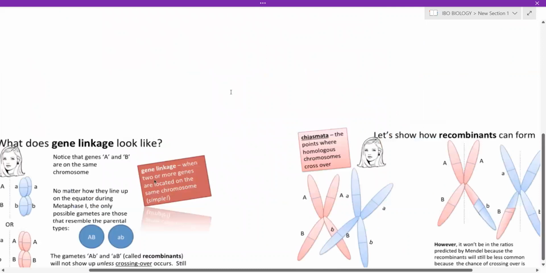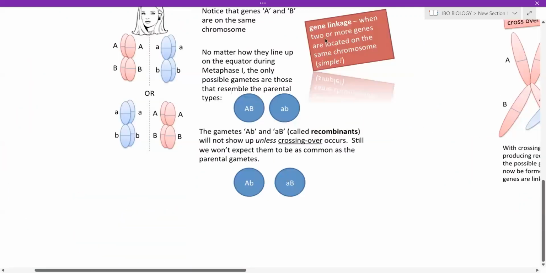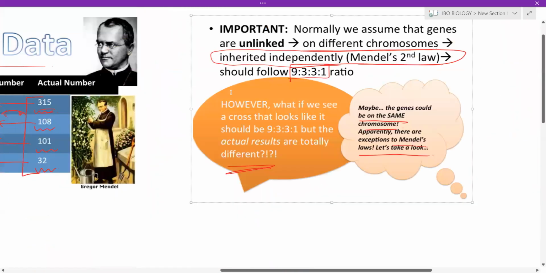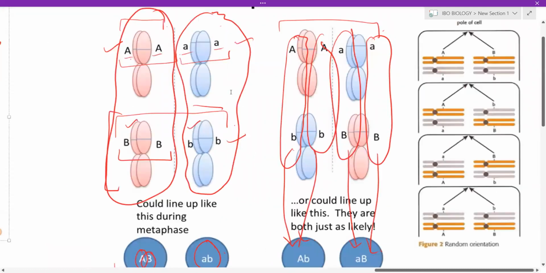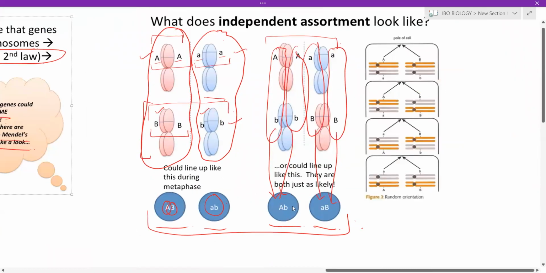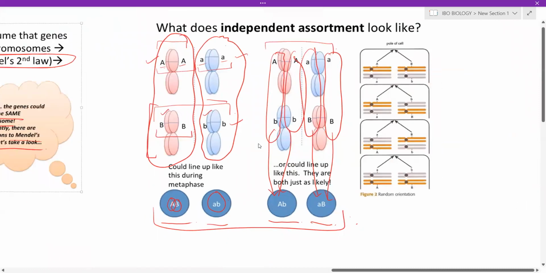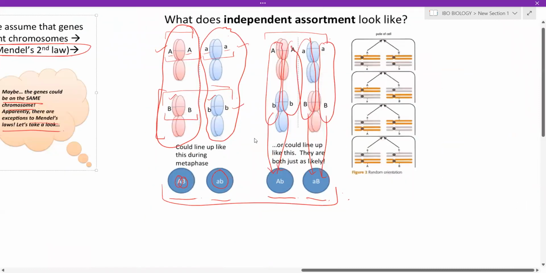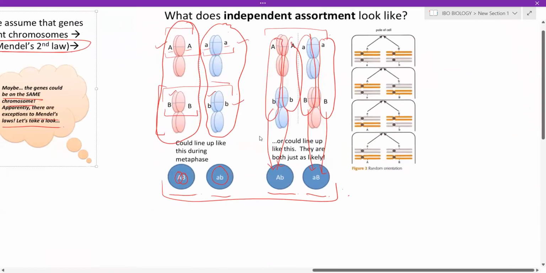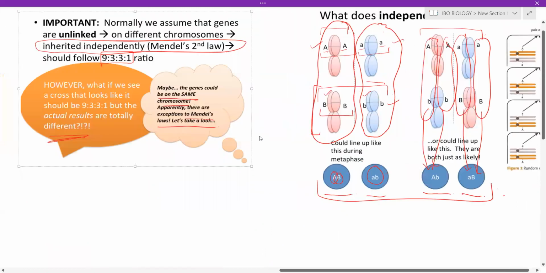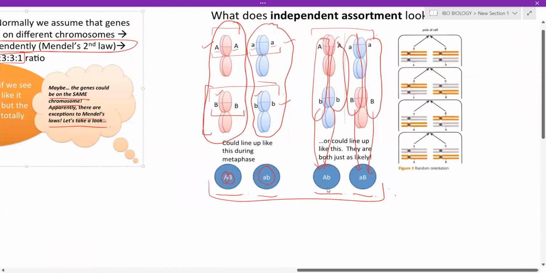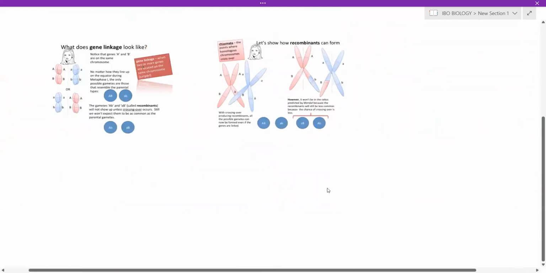But what does gene linkage look like? By the way, in independent assortment, you'll end up getting the typical Mendelian ratios. Now let's move on. That means 9:3:3:1, the typical phenotypic ratio.